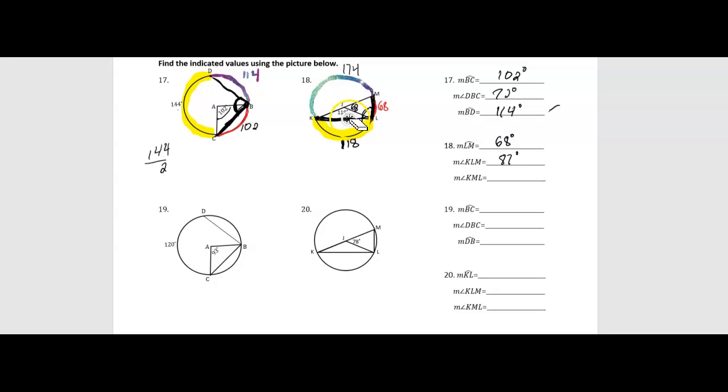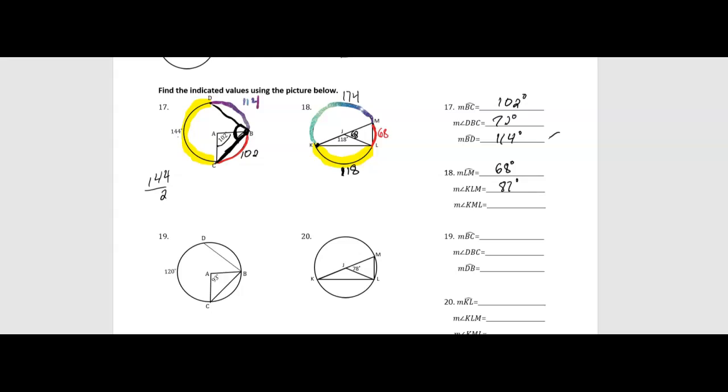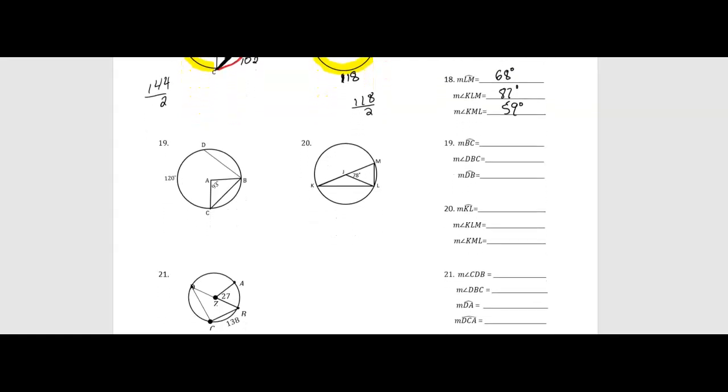Next one, trying to create some things here. This one is to find KML. So now I'm going to go from K to M, and then from M to L. So if you look, that angle is what creates the yellow arc. All right, starting here, going to here, that's where the yellow arc is. So KML has to be half of 118. And that should be 59 degrees. So 17, 18, you can look at those two to model 19 and 20.